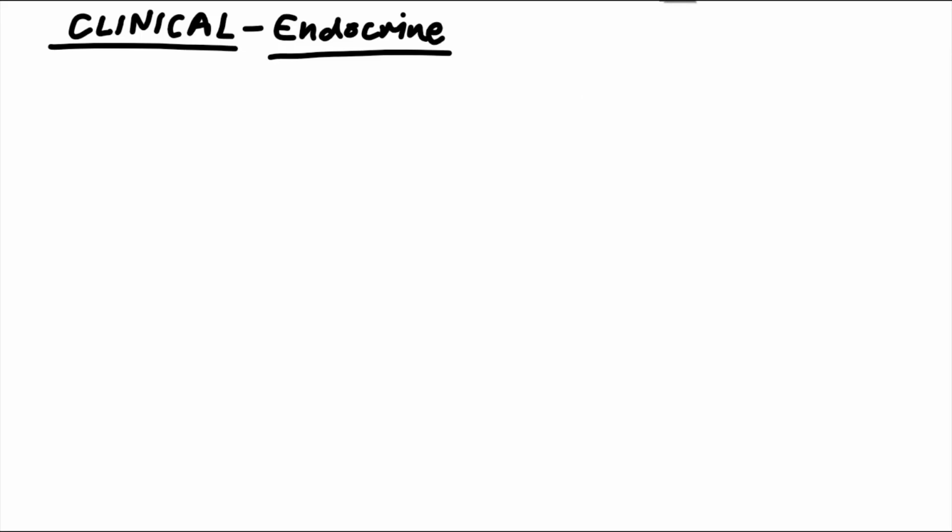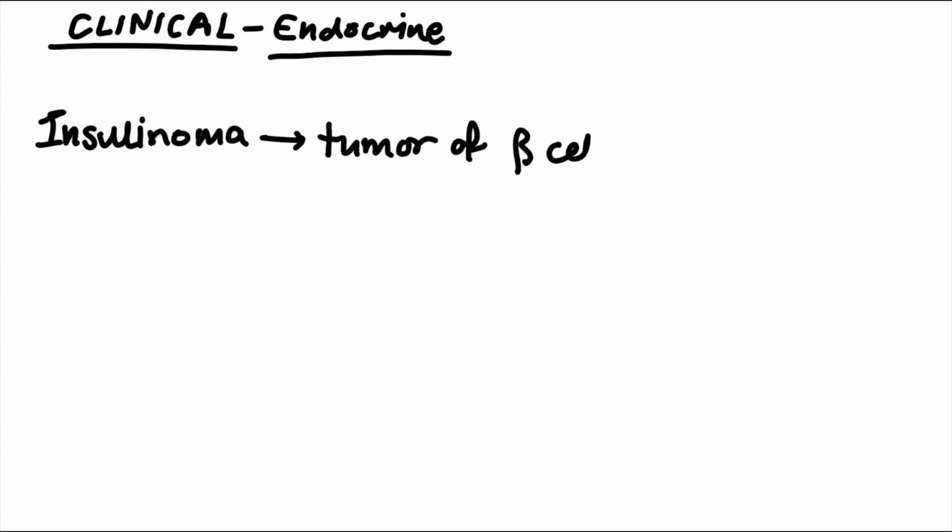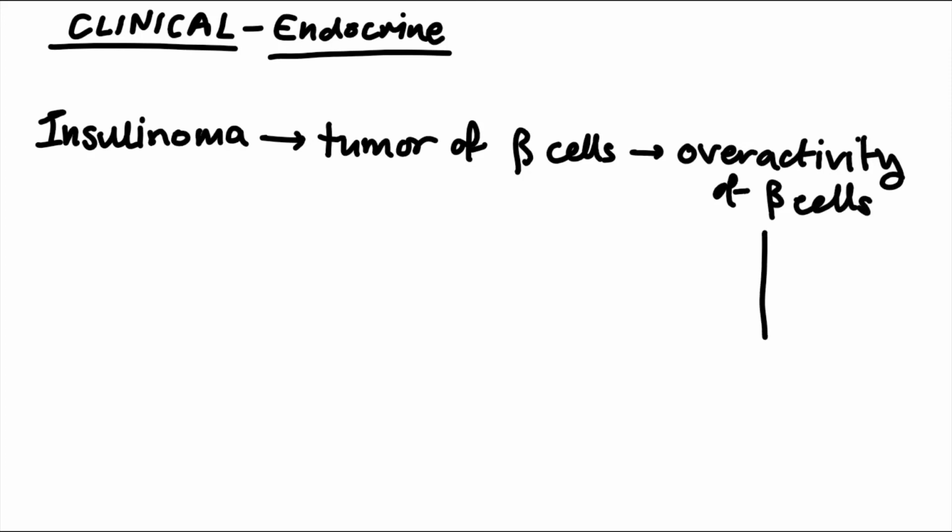Another clinical relevance we can talk about is insulinoma. It is a tumor of beta cells. So this is when there's an overactivity of beta cells, which can lead to increased levels of insulin, leading to hypoglycemia. So if it gets lower than physiological levels, below 60 milligrams per deciliter, it can result in loss of consciousness, and it could be as severe as leading to coma.